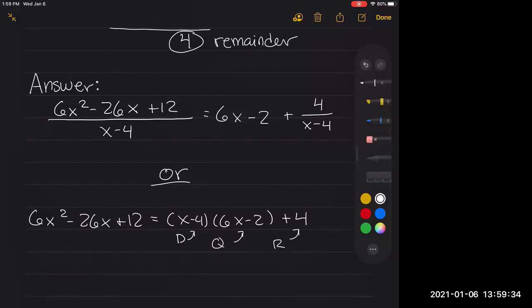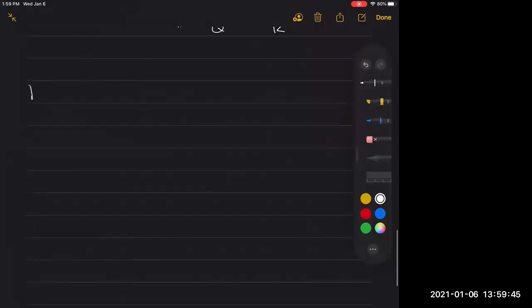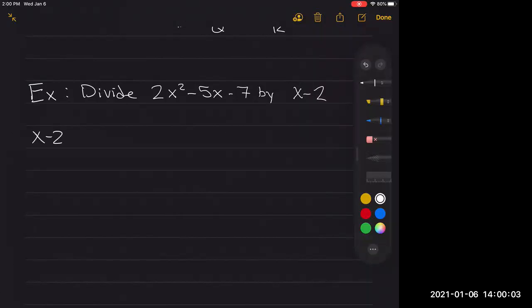All right, so that's how we do long division. So now we're going to do another example and do it all at once instead of broken up into these small steps. All right, so we have our new example. We want to divide 2x squared minus 5x minus 7 by x minus 2. So we write it out again, x minus 2 dividing 2x squared minus 5x minus 7.